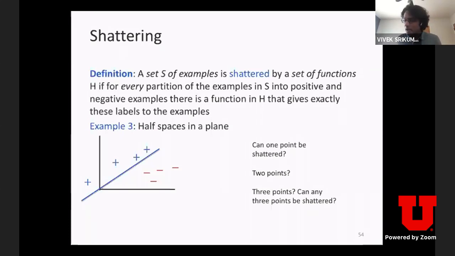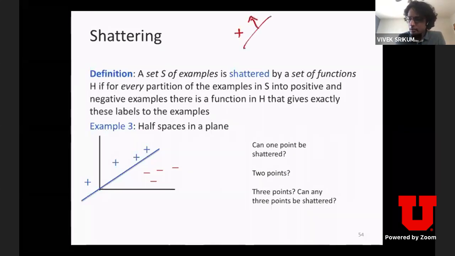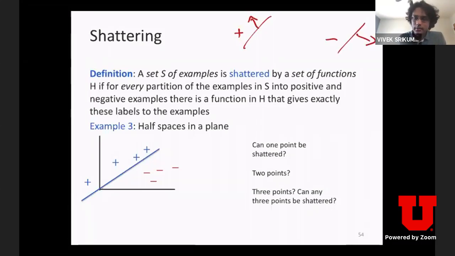So what we have is 1 point can be shattered, and to prove that, it's rather simple. If that 1 point is a plus, you put your line and that's there. If that 1 point is a minus, you just make the line face the other way. So that's easy. We saw earlier that 2 points can be shattered. Why? Because no matter how you label those 2 points, it'll work. Let's consider 3 points. Can any set of 3 points be shattered?